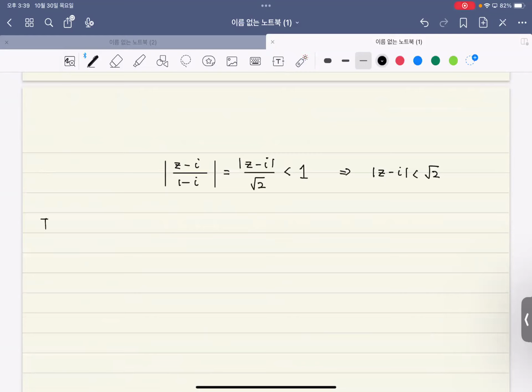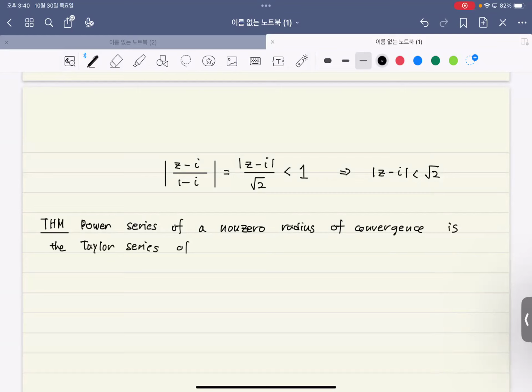So let me try to give you the statement. A power series of a non-zero radius of convergence is the Taylor series of some function. Okay. All right.